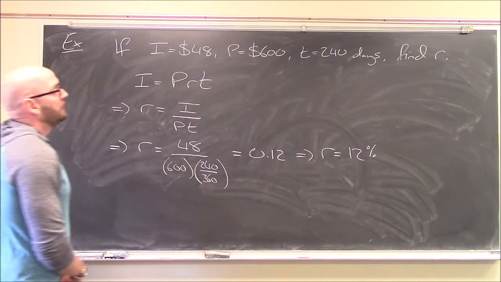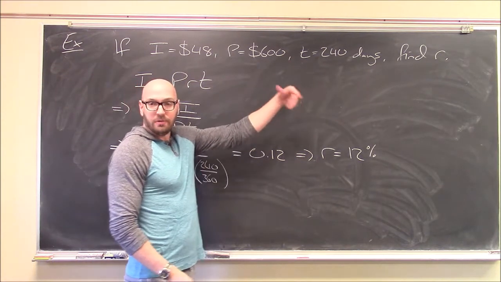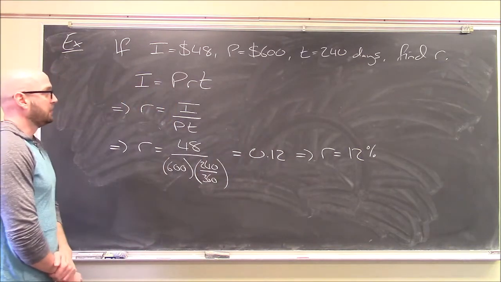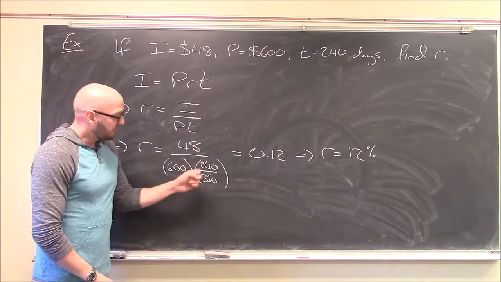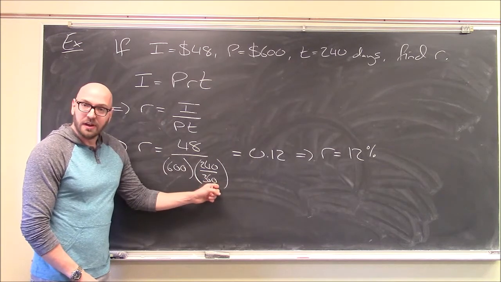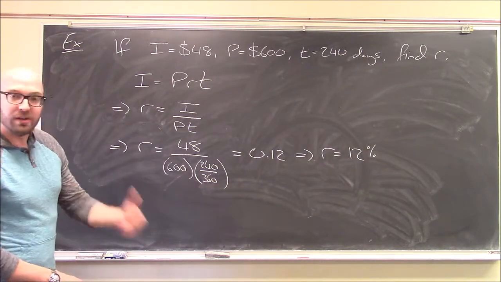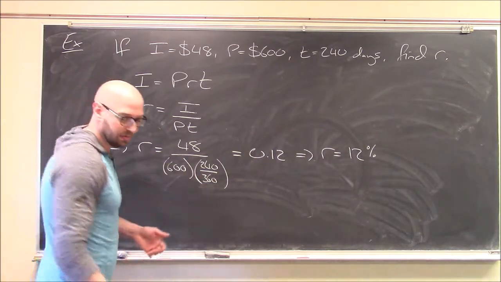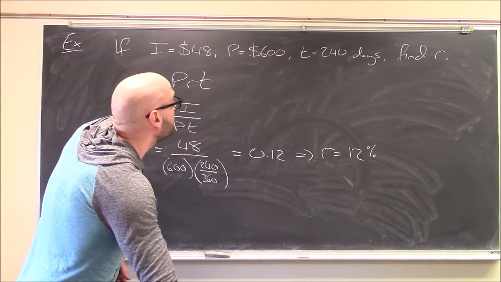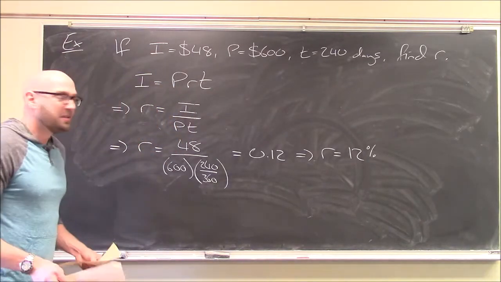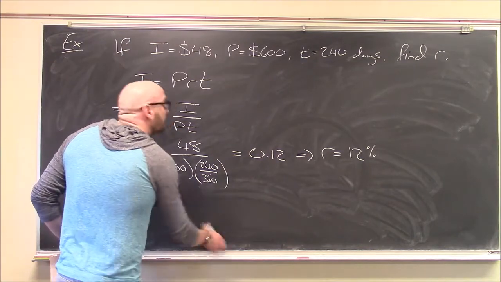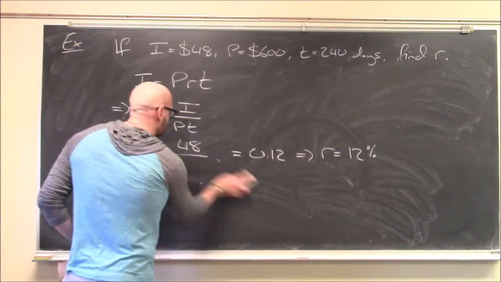So be careful with this. Anytime you're working with time, remember you've got to convert to years. So 240 days, you would divide by 360, since there's 360 days in a year. If you're given 8 months, you divide 8 by 12, and so on. But let's talk about the total amount. Let's talk about the future amount if you're calculating interest as well.